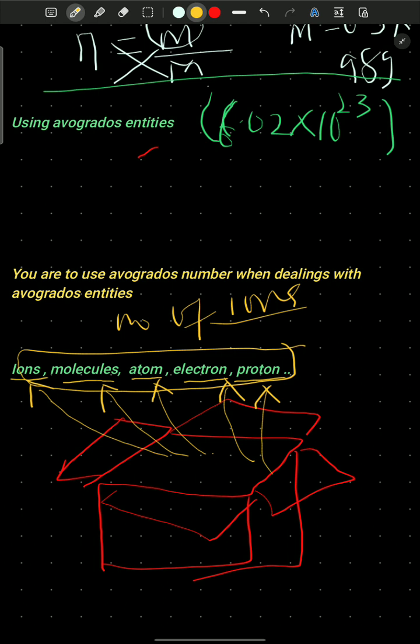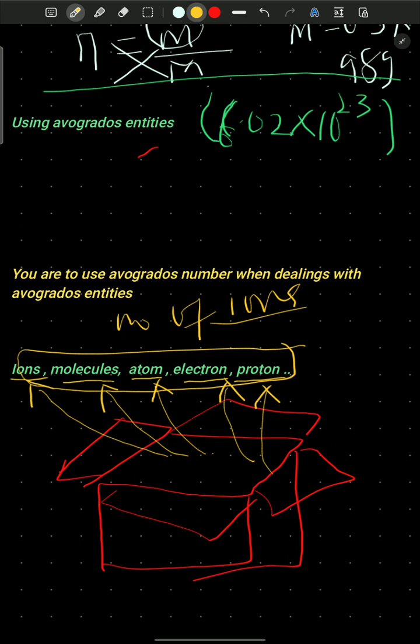You see, these are the secrets that nobody will tell you. Even textbooks won't explain it this way. So you are meant to know that anytime you are asked to find Avogadro's packages, and what are the Avogadro's packages? Ions, molecules, electrons, and protons. So if a question mentions ions, molecules, or atoms, and asks me to do something on them, it means I'm going to use Avogadro's number.